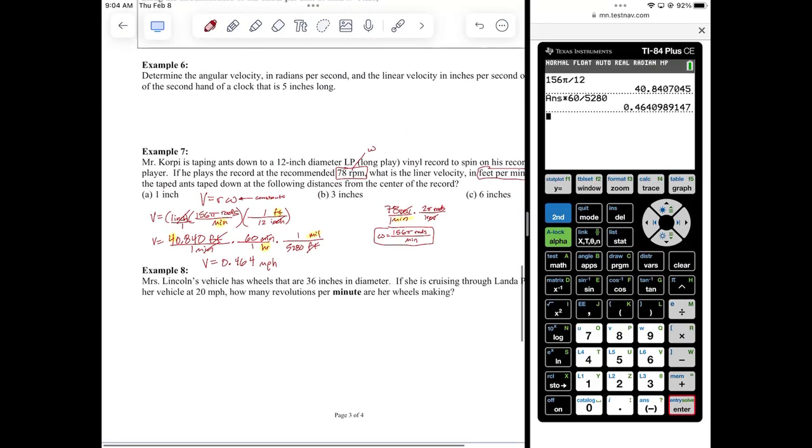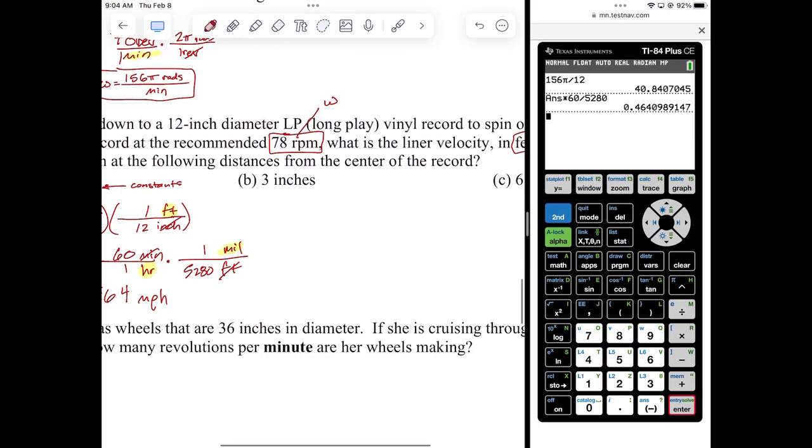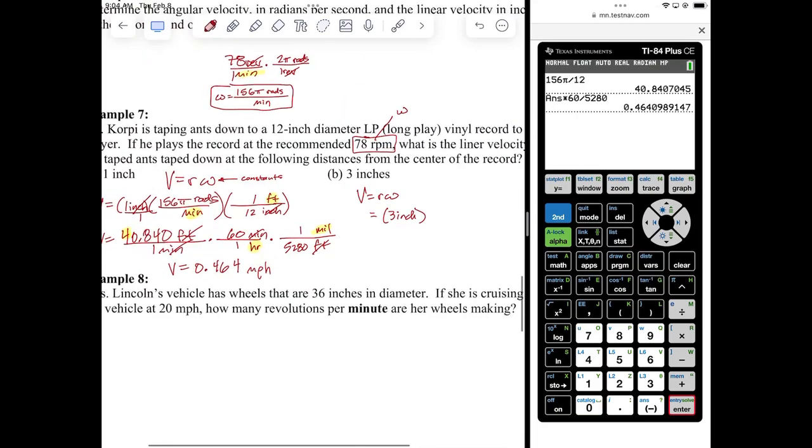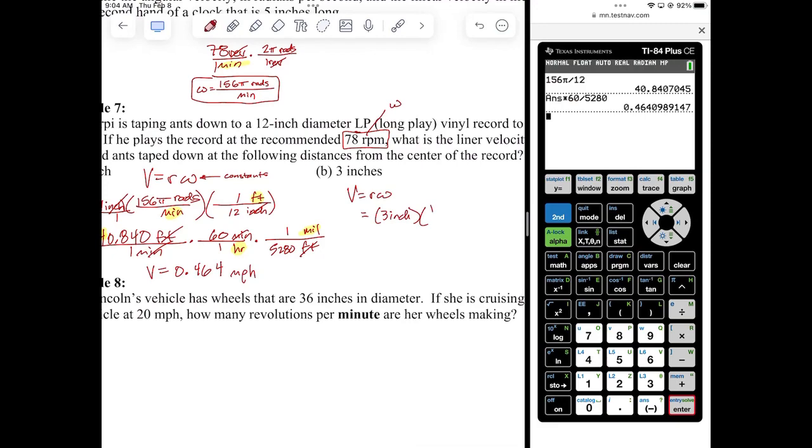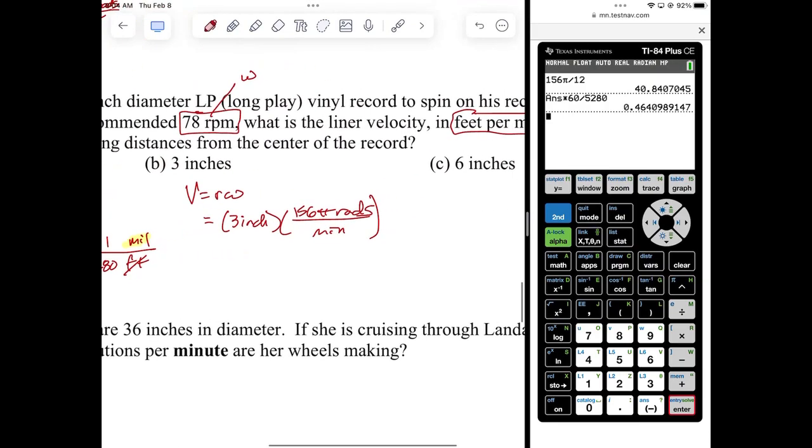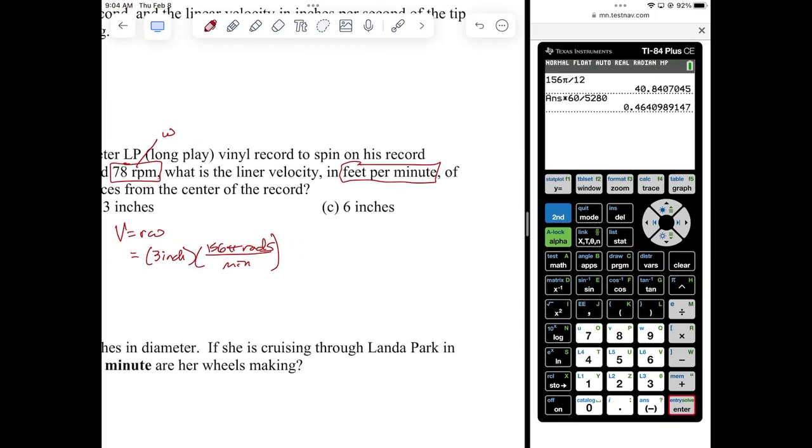Now, what if I move that unfortunate ant out two more inches from the center, and now he's at 3 inches? Well, it's still going to be V equals R omega. Let's write that formula every time. The radius is now 3 inches, and our angular velocity that we're using is still 156 pi rads per minute. You want to go straight to miles per hour here? Forget the feet per minute. Let's go mph. We'll do that right from the beginning.